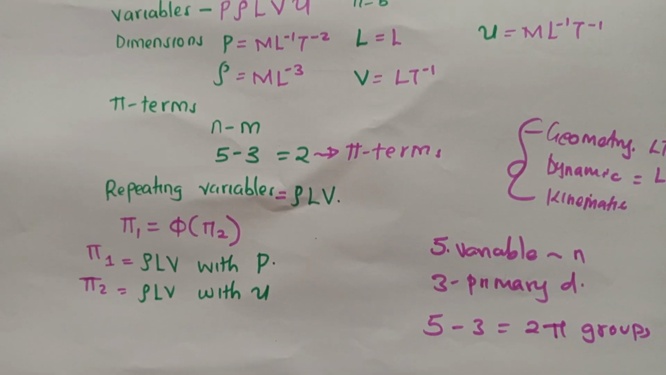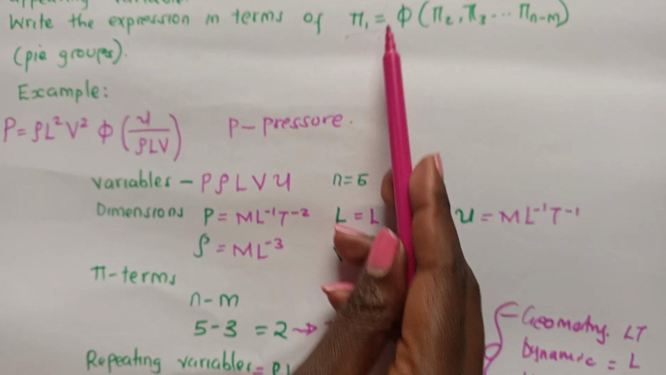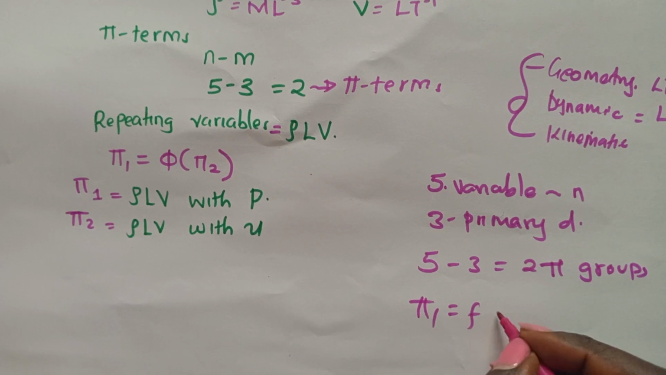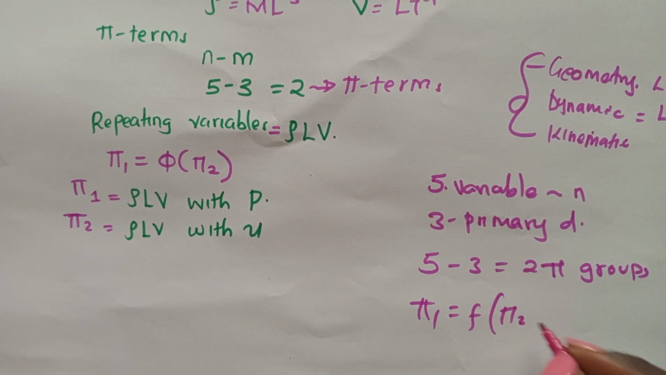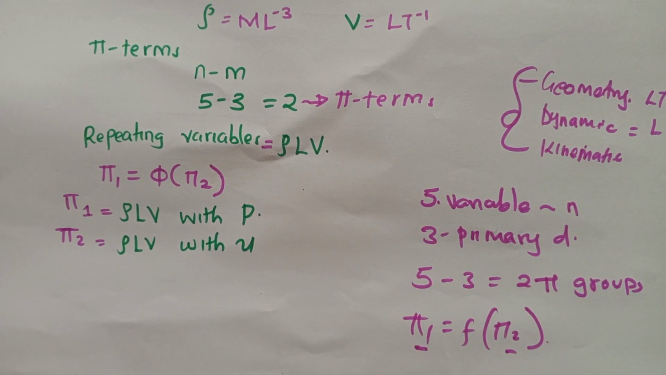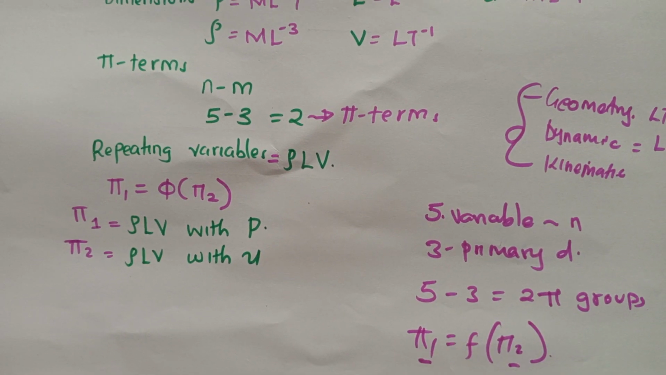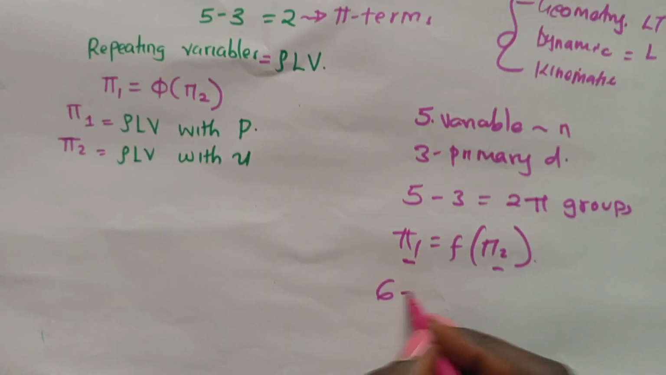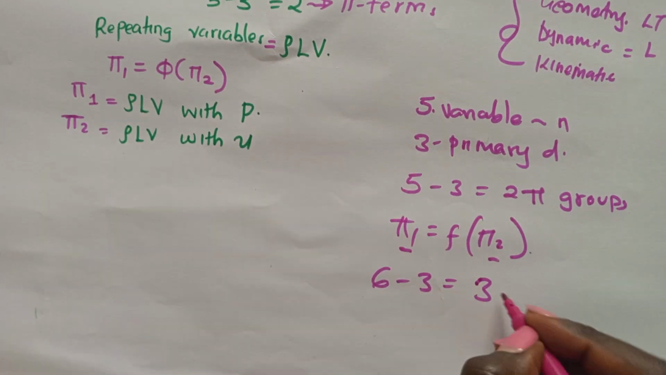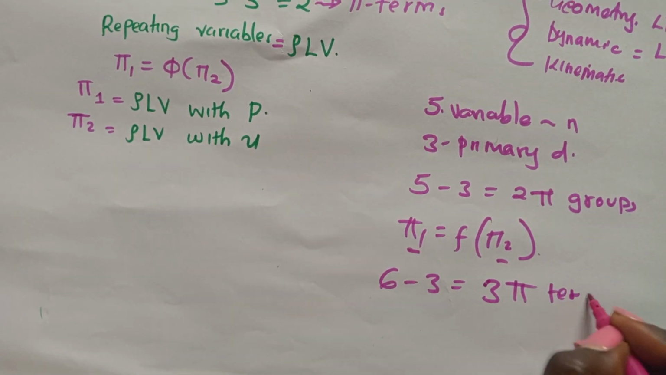So we are going to write our dimensions in terms of pi 1 and pi 2: pi 1 is now given by a function of pi 2. There are 2 pi groups, just like that. Let's say, for example, you had n as 6 and 3 primary dimensions. This gives us 3 pi terms or pi groups.